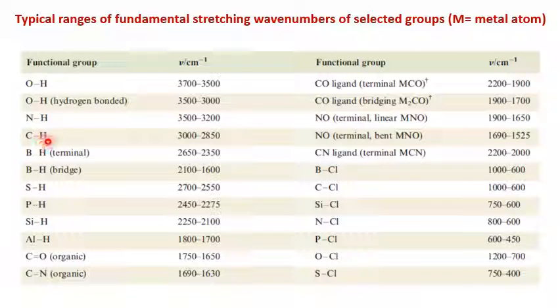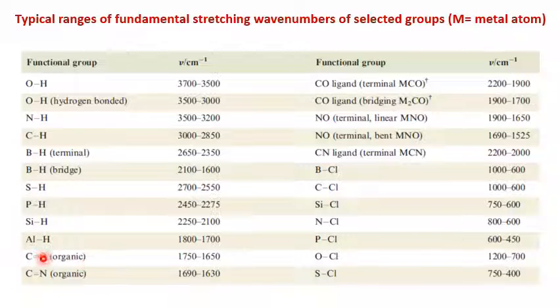Now the CH stretching normally comes in the region 2850 to 3000. It includes the CH of sp3, sp2 and sp carbon. Similarly, you can see the inorganic boron hydrogen bridge value comes in the region 2100 to 1600 centimeter inverse. The important part is the organic carbonyl, that is C=O stretching. It comes in the region 1650 to 1750 centimeter inverse.